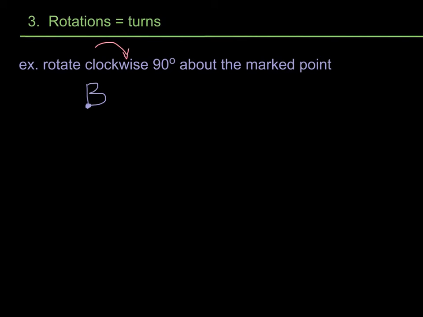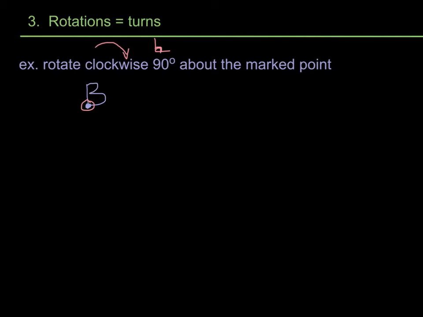Clockwise is that direction. Okay, 90 degrees, we know what 90 degrees looks like. There's a 90-degree angle right there. Okay, and about the given point is that point right there. So we need to rotate it 90 degrees.